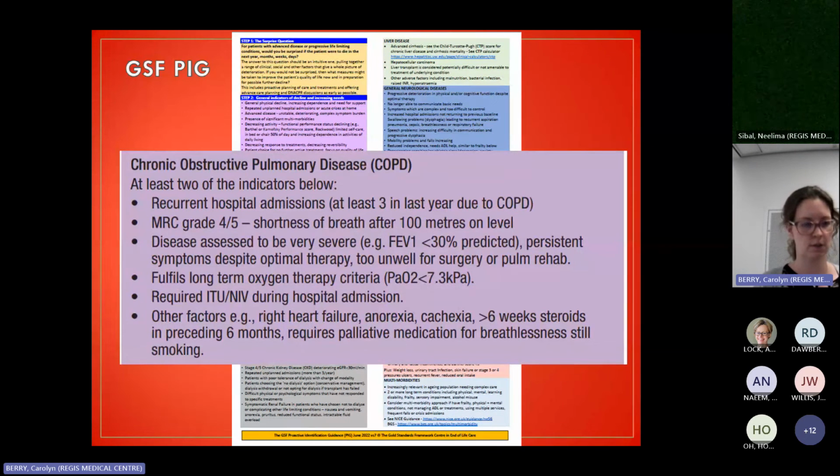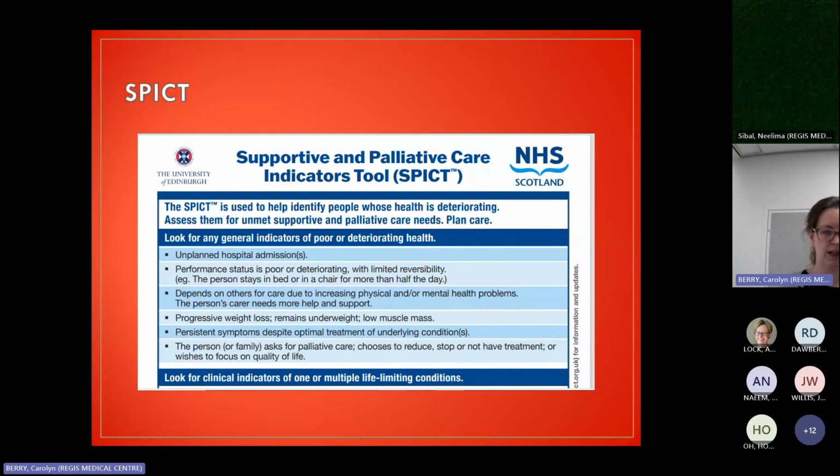So just zooming into this one to show you, this is for COPD. So indicators might be recurrent hospital admissions, significant breathlessness, very severe FEV1, on long-term oxygen, and then other factors. And there's lists of these for each disease. And just to show you the SPICT tool, again, this comes on an A4 sheet, very nice and clear. You can print it out, you can laminate it, you can put it on your clinic room doors, walls, just to remind you and prompt you to ask the questions when you're seeing patients.